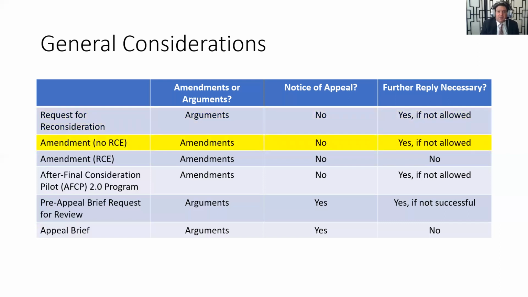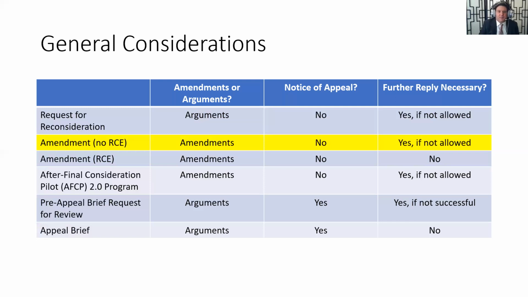Your next option is an amendment without an RCE. These are premised on amendments. Of course, anything that has amendments can have arguments as well. But obviously, if you didn't have amendments, it'd just be a request for reconsideration. And a request for reconsideration, incidentally, must be considered by the examiner. An amendment without an RCE does not need to be considered. We'll get to that in a second. So, no notice of appeal is required. This is, again, free to file, and a further reply is going to be necessary if not allowed.